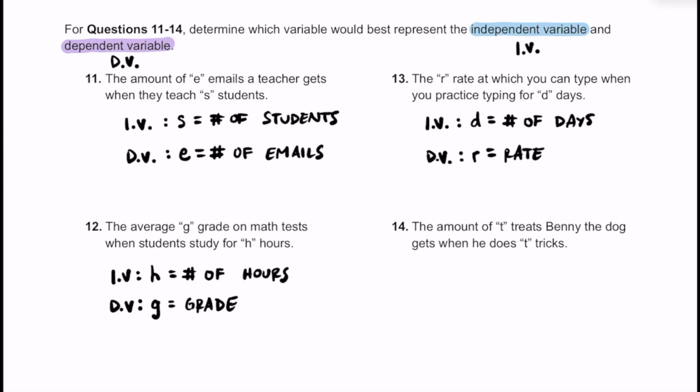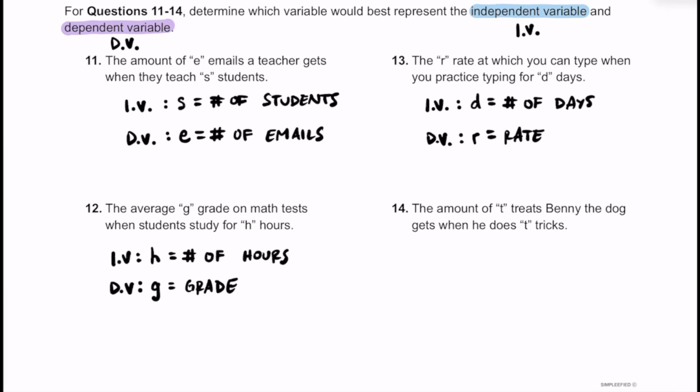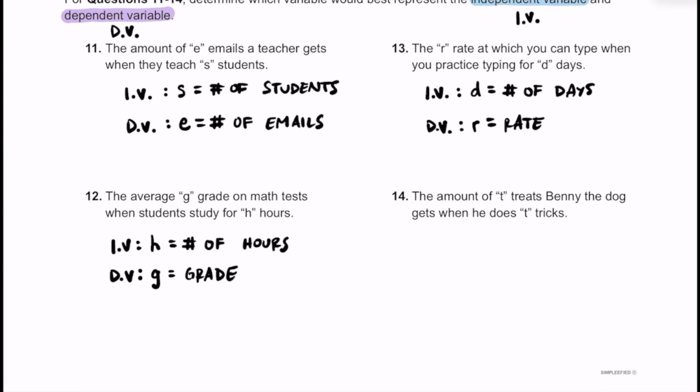Okay. For number 14, it looks like we have the amount of treats that Benny the dog gets when he does tricks. So this is going to be a little bit confusing because we have T and T. So if we're going to make this a little bit more clear, maybe we can abbreviate this and say that this is going to be T1. Let's call this T2 to make this more clear, because that's a little confusing, right? So let's call the amount of treats he gets T1, and let's call the number of tricks he does T2 here. So let's go ahead and see which one depends on which one.